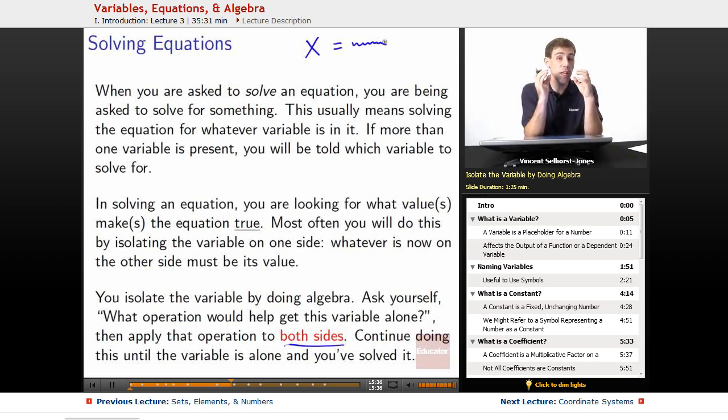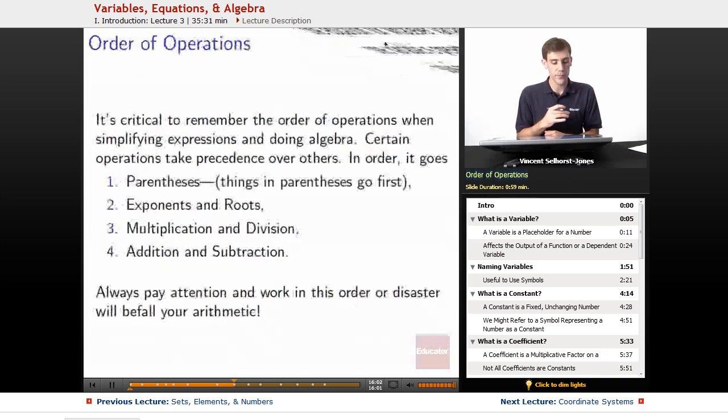But the key idea is we're figuring out what makes this equation true. What are all the possible ways to make this equation be true? That's the real heart behind solving an equation. It just so happens that it's very often a good way to solve it by doing algebra and getting the variable alone, because once you get the variable alone and on one side, that tells you what value would make that original equation true. Great.